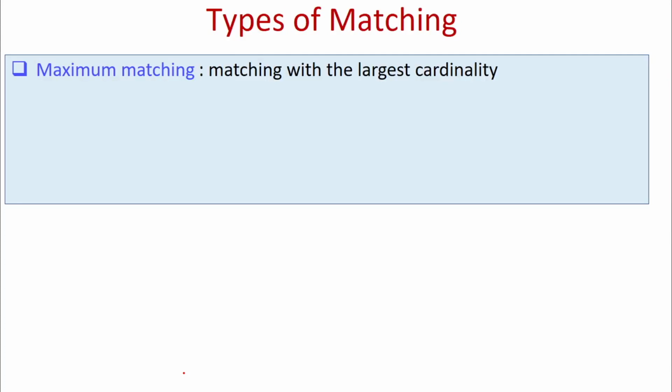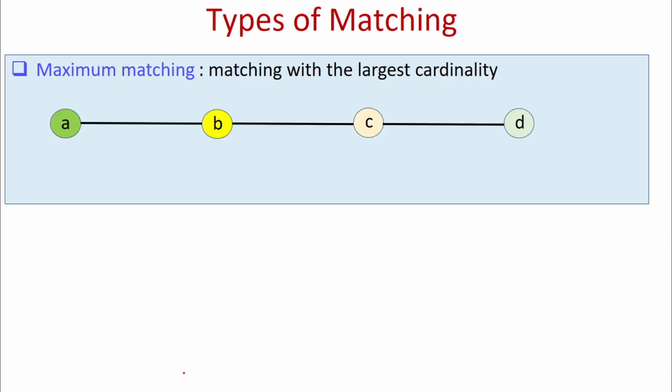So we have what we call a maximum matching, and it is a matching which has the largest cardinality. That means it is the collection of edges whose cardinality is the largest. That means you can't have a matching whose cardinality is bigger than the matching that you have picked.